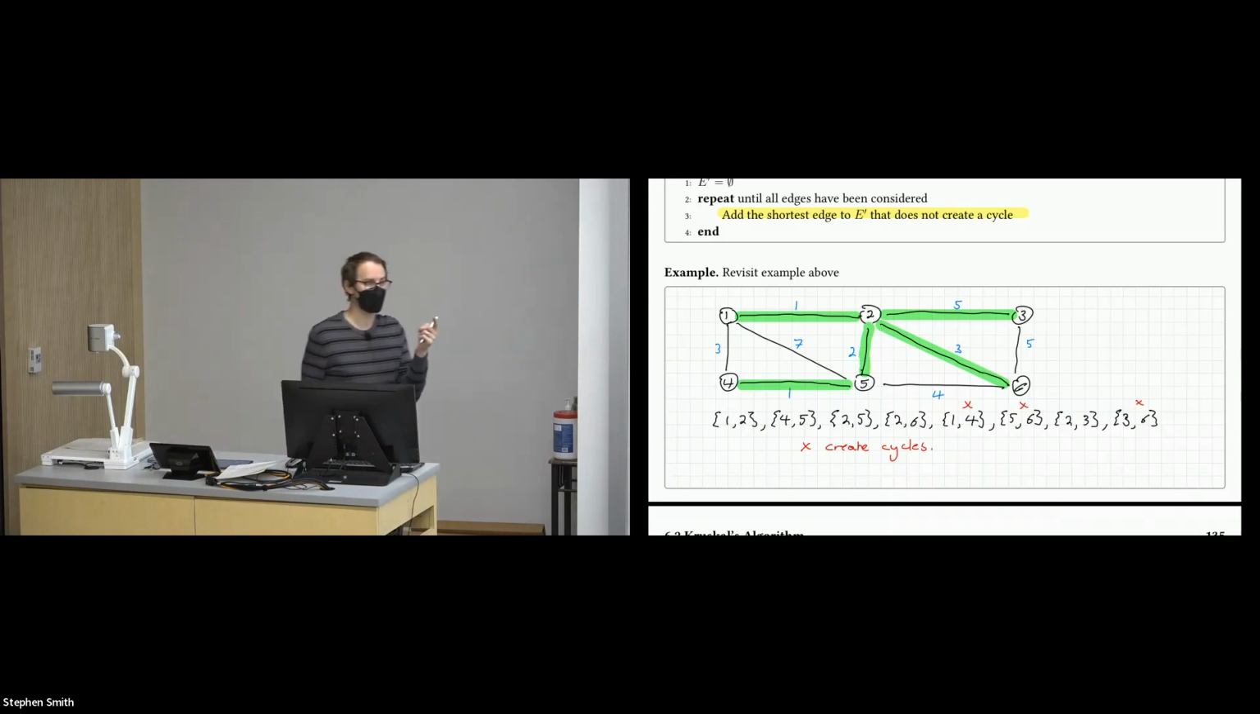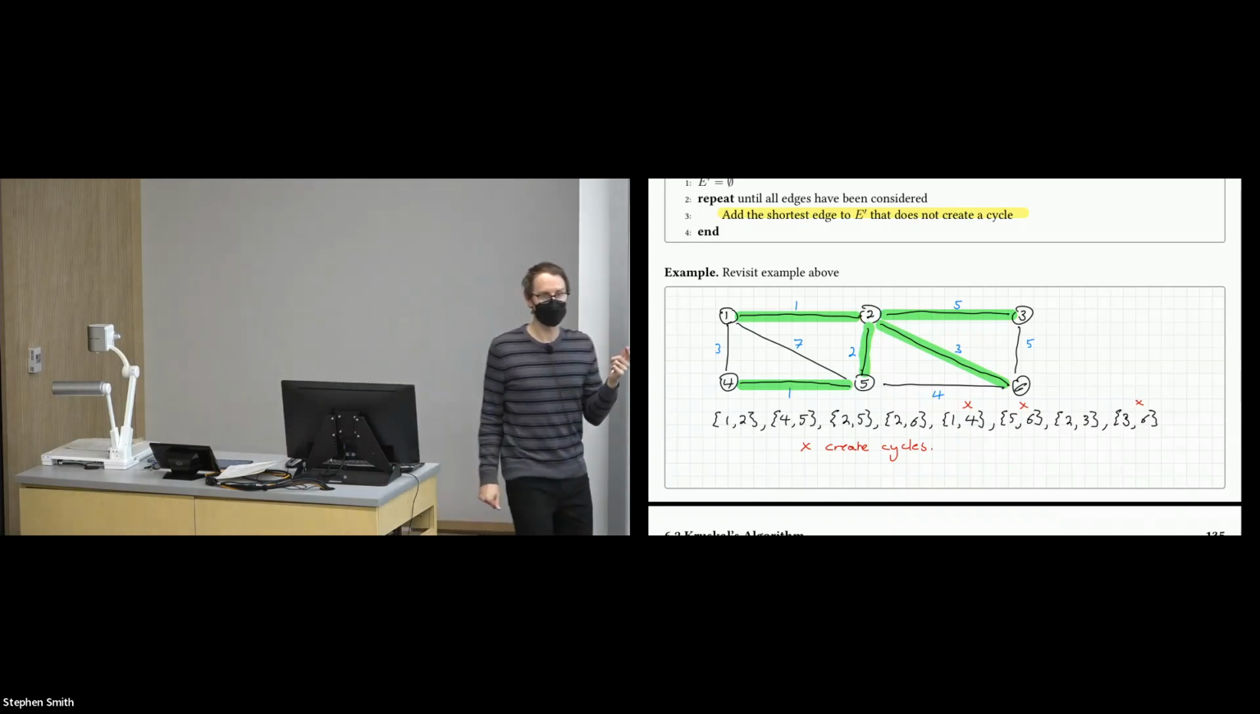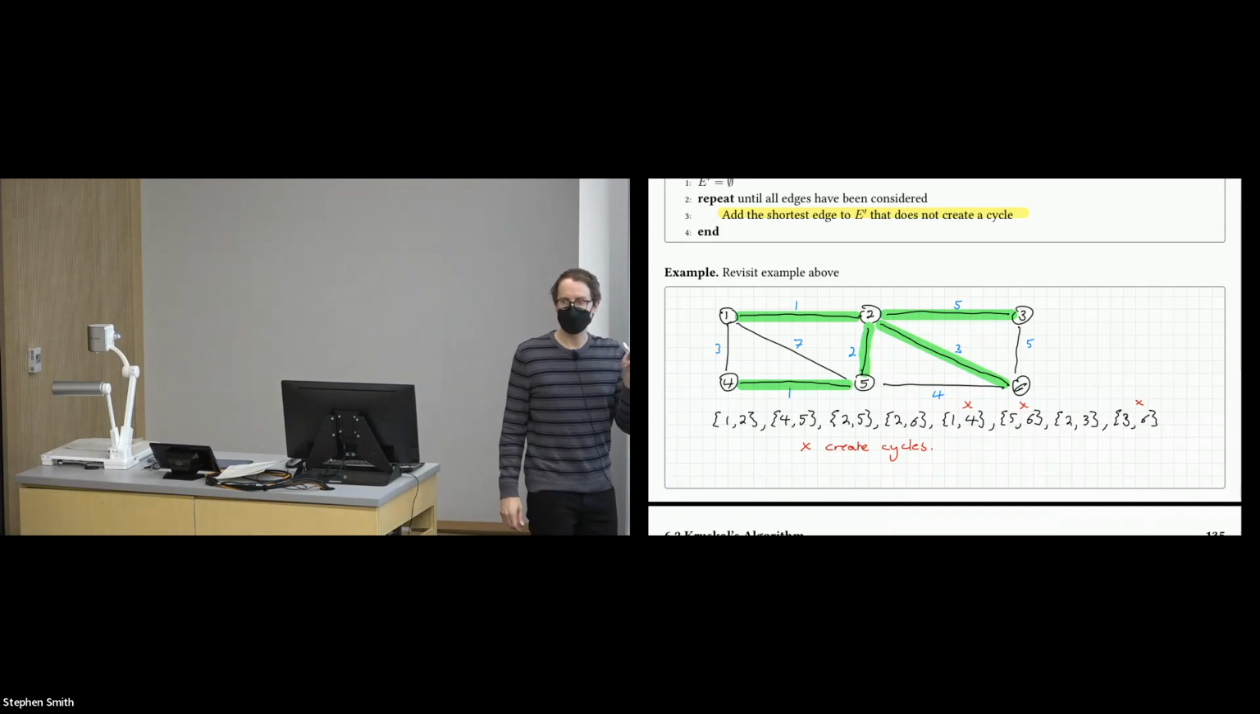And one thing you notice, I think just based on the way I did this, is that the minimum spanning tree in general is not unique, because instead of adding 2, 3, I could have added 3, 6. And that would have given me another tree of equal length.